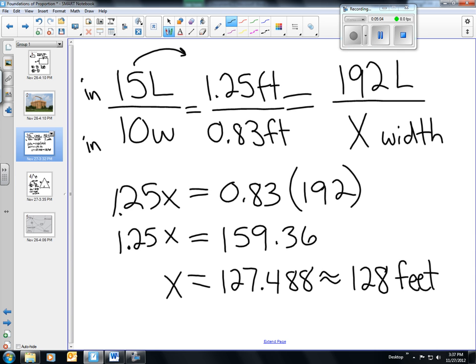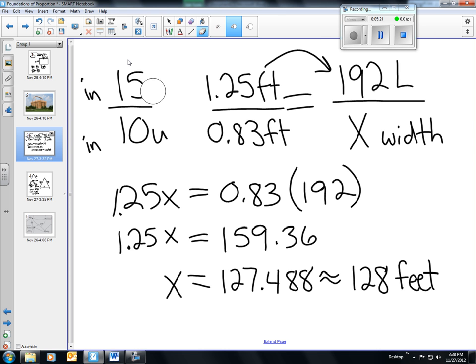And I forgot to talk about this in the second problem, but for the second problem, the scale factor you could say was what number times 1.25 would equal 192? And we would say here that the scale factor then was 153.6. So let's go ahead and write that down.